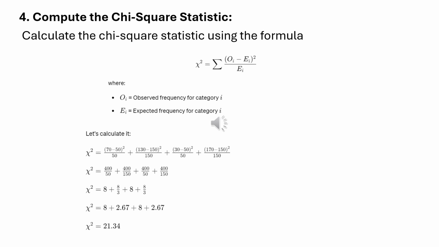Next is the non-smoker group. In the non-smoker group, there are 30 having lung cancer and the corresponding expected frequency is 50. And the people not having lung cancer is 170 and the corresponding expected frequency is 150. So calculate the chi-square value using the equation: sum of observed frequency minus expected frequency, all squared, divided by expected frequency. In this particular case, the chi-square value is 21.34.